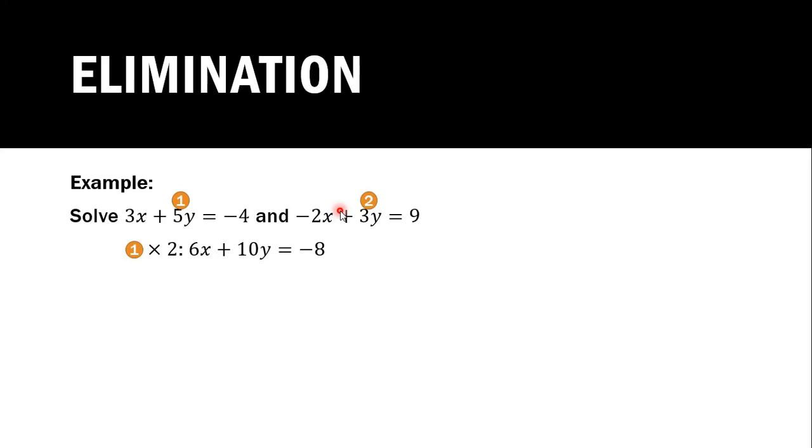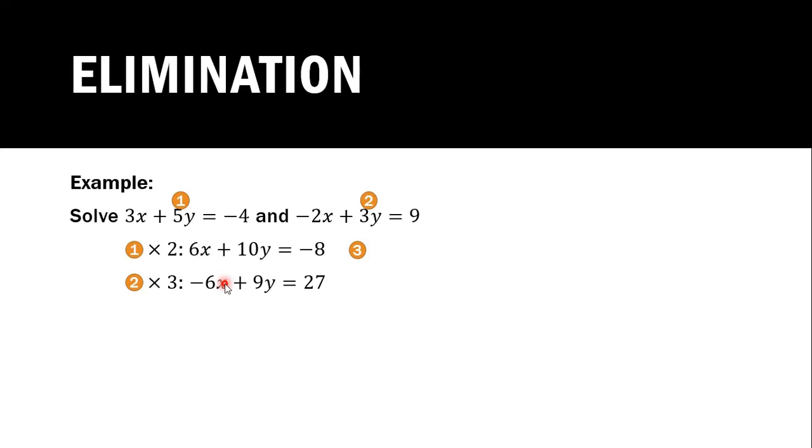So here, if we times number 1 by 2, we get 6x plus 10y equals -8. And we're going to call it number 3. And if we times number 2 by 3, we get -6x plus 9y equals 27. So you can see we have a 6x and a -6x.